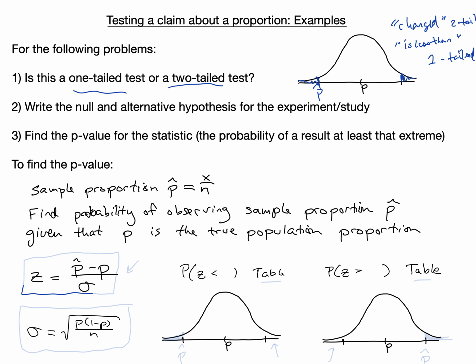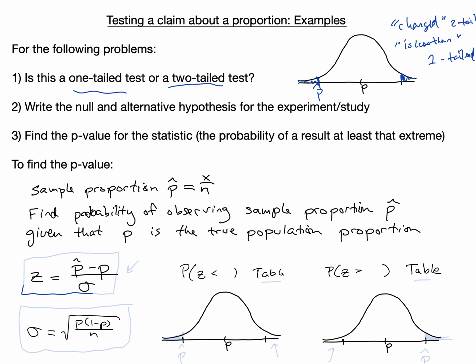Then we want to write the null and alternative hypothesis for the experiment or study. Remember that the null hypothesis is nothing has changed, or the expected proportion is still true, versus the alternative hypothesis, which is generally the hypothesis we're testing. Is the new proportion greater than it had previously been? Something like that. Then we want to find the p-value for the statistic.